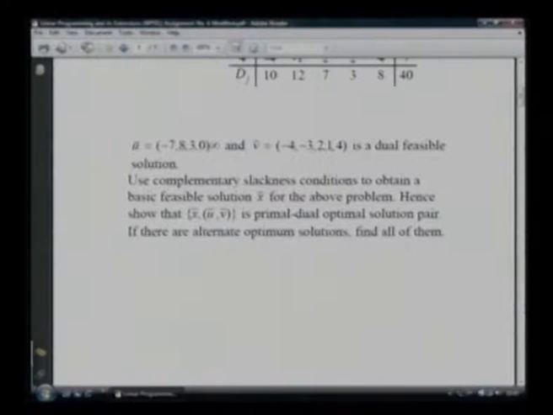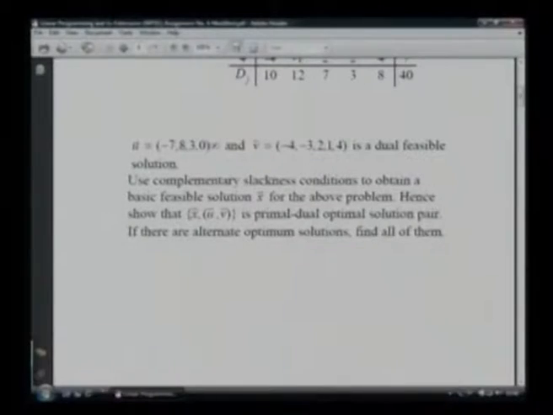Now, using complementary slackness conditions, you will only allow those xij's to be positive for which cij minus ui minus vj is 0. So, if you can find an x bar which is feasible from among the cells for which the dual constraints are satisfied as equality, then you will have a primal dual feasible pair. Using complementary slackness conditions, you can show that the pair x bar, u bar, v bar, which is a primal dual pair of feasible solutions, will also be optimal. This is what you have to do in problem 1. And if there are alternate optimal solutions, then also find them.